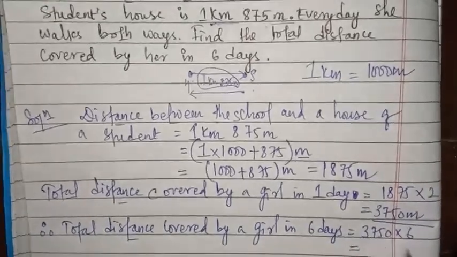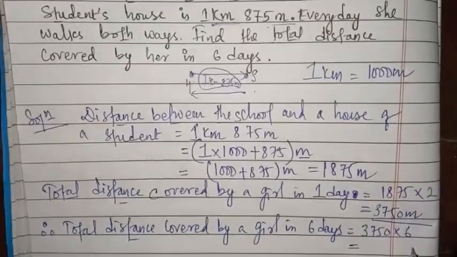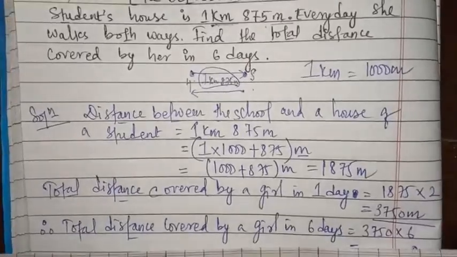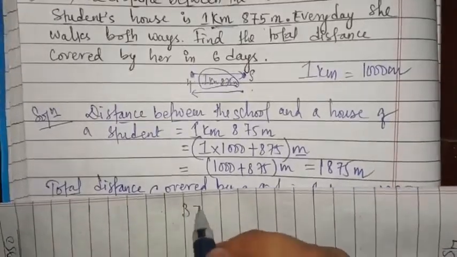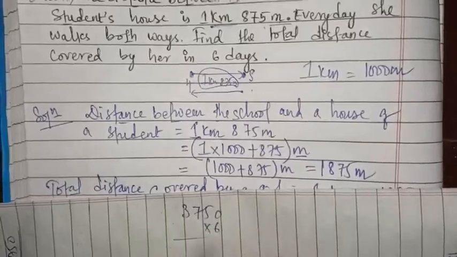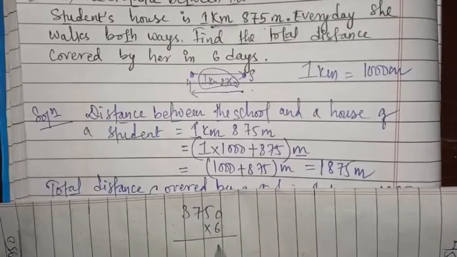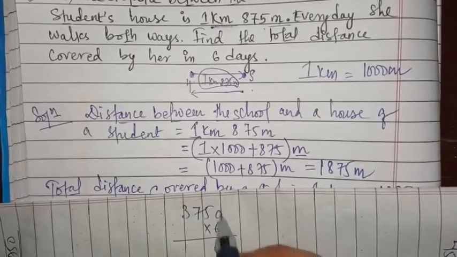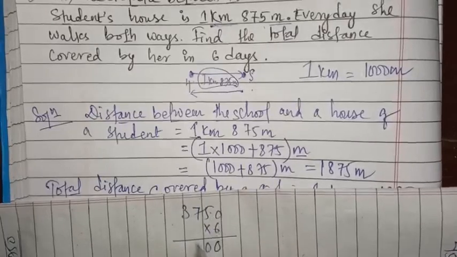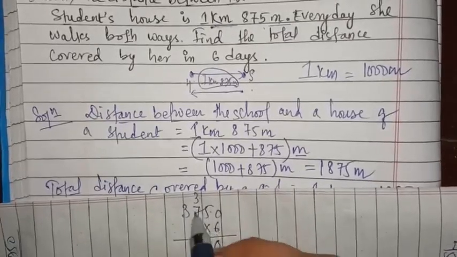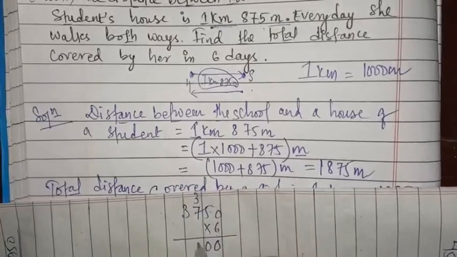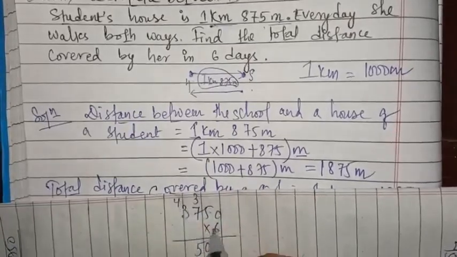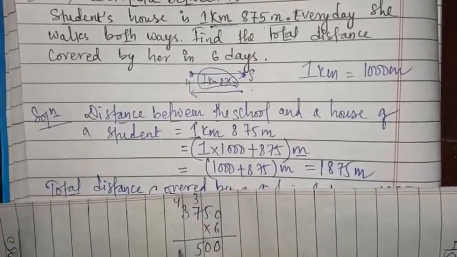So the answer will be 6 zeros are 0 if you multiply. So let's take the help of a rough paper. 3750 into 6. So 6 into 0 is 0. 6 into 5 is 30, 3 in hand. 6 7s are 42, 42 plus 3 is 45, 4 in hand. 6 3s are 18, 18 plus 4 is 22.